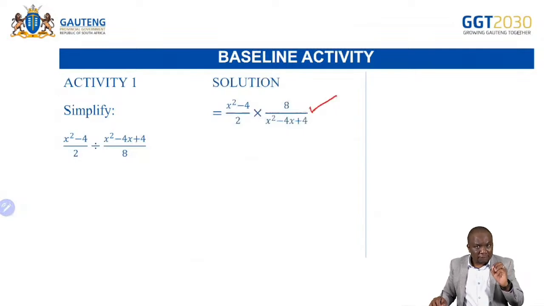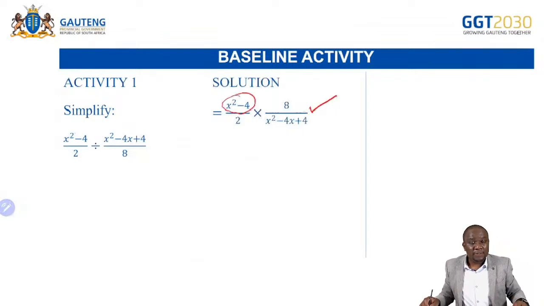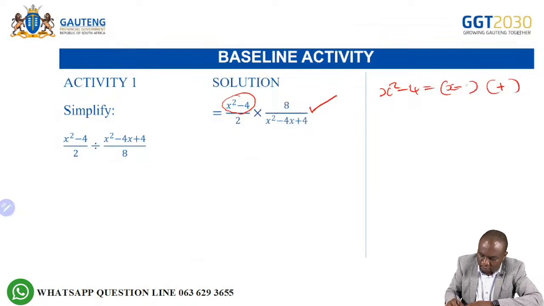Okay, now let's factorize. What do you see here? X squared minus 4, that is difference of two squares because 4 is a square number. So it means x squared minus 4, we have our two brackets, the other one with minus, the other one with plus. Then the square root of x squared is x, the square root of 4 is 2. And then with x, we have 2.